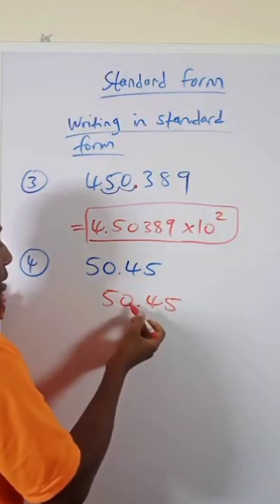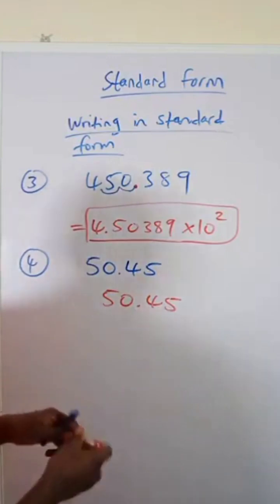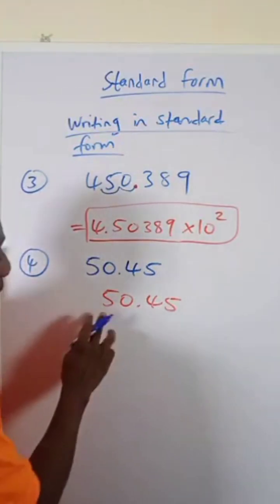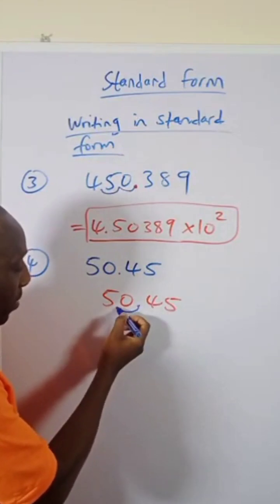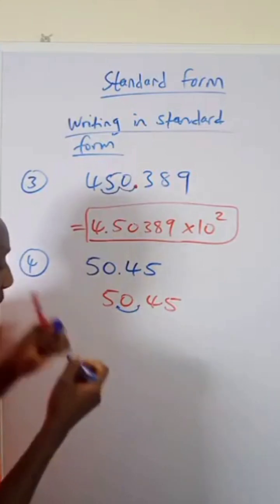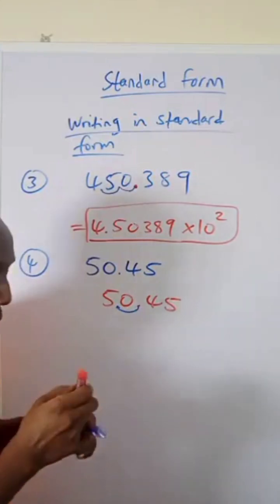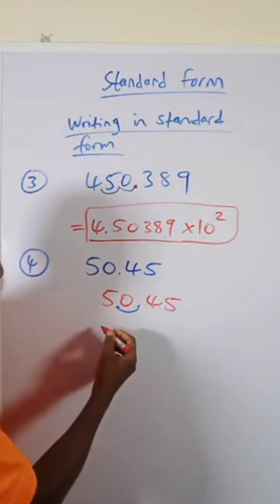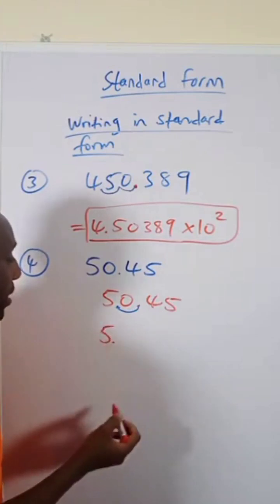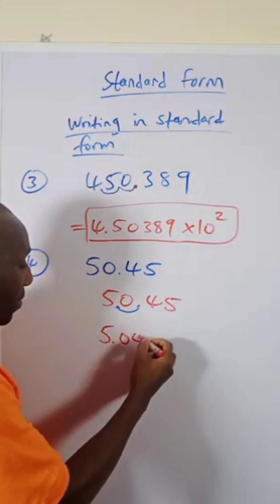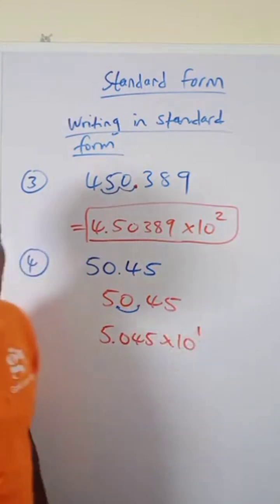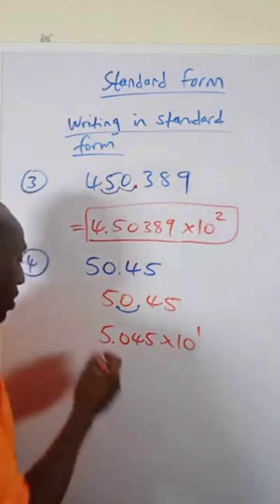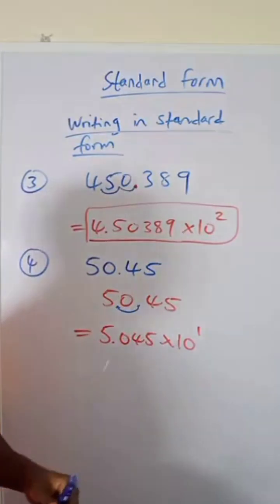50.45. A singular digit we are going to have. So I'll shift it from here to here. We just had one backward movement. So you have 5.045 times 10 raised to the power what? 1. Yes, times 10 raised to the power 1. So this is going to be the answer for that.